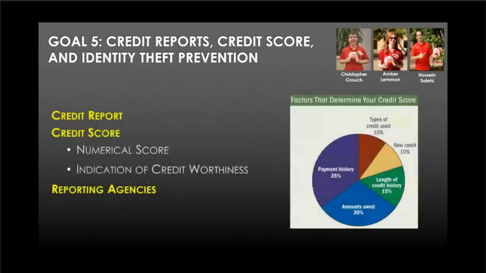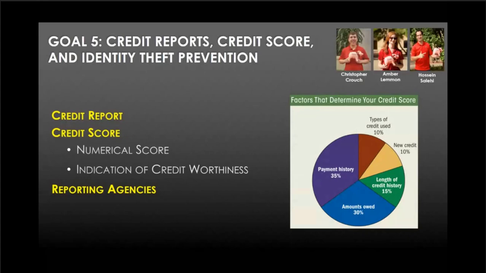All right, so the next bullet point is credit score. Credit score is just a numerical score, and it shows your creditworthiness. The number is between 330 and 850. I don't know if you really need to know the range, but it's good to know.